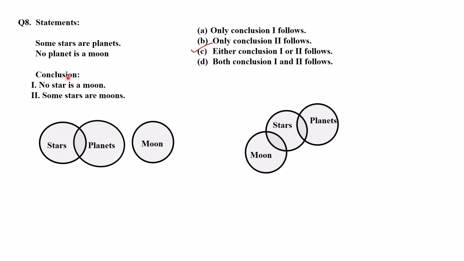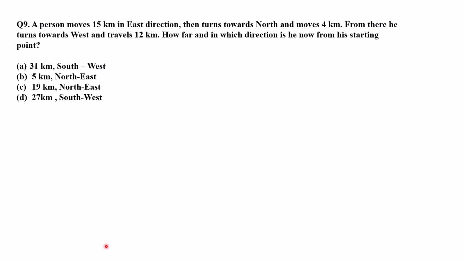Right? Now moving to question number 9. A person moves 15 kilometers in the east direction, then turns towards north and moves 4 kilometers. From there he turns towards west and travels 12 kilometers.